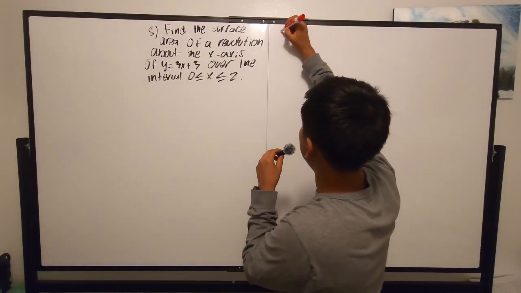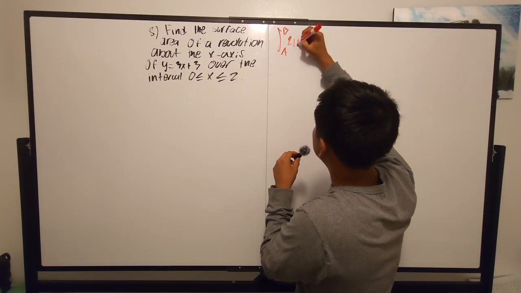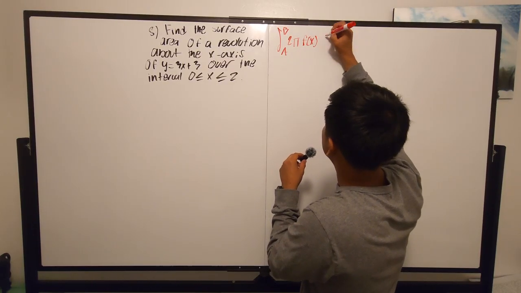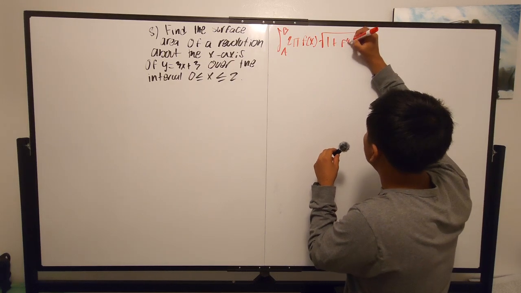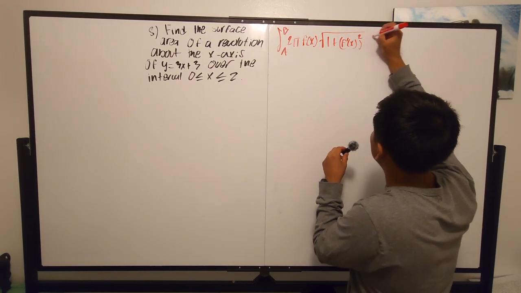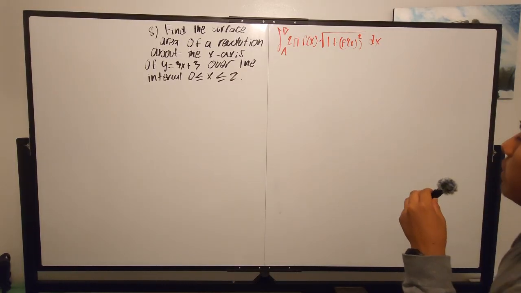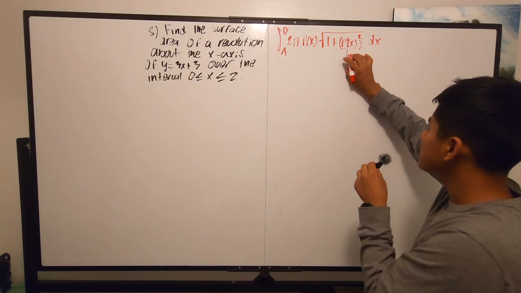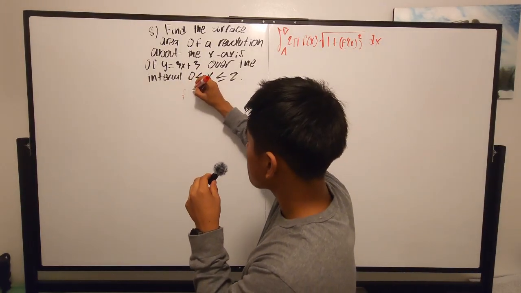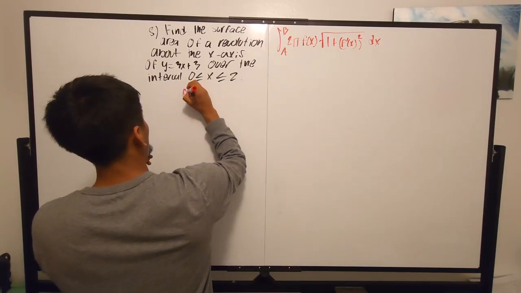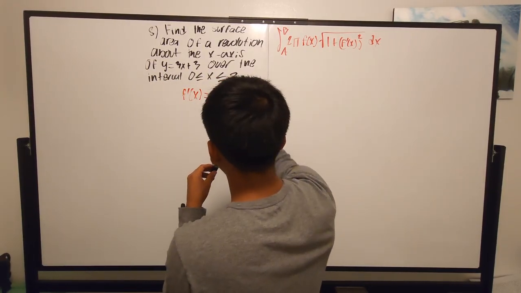So let's write down the formula for surface area, which is the integral from a to b of 2 pi f of x multiplied by the square root of 1 plus f prime of x squared, with respect to x. Okay, we have everything that we need, except this f prime. We don't know this f prime, so let's go ahead and figure that out right now. f prime of x is going to be the derivative of this, which is just 3.